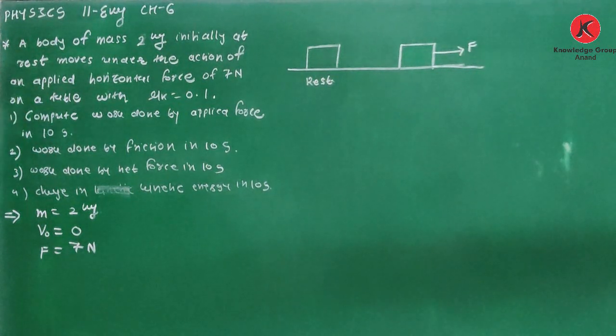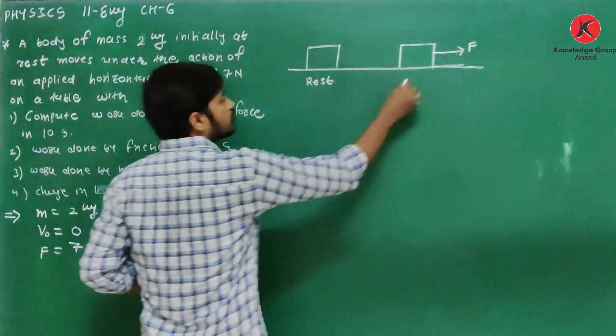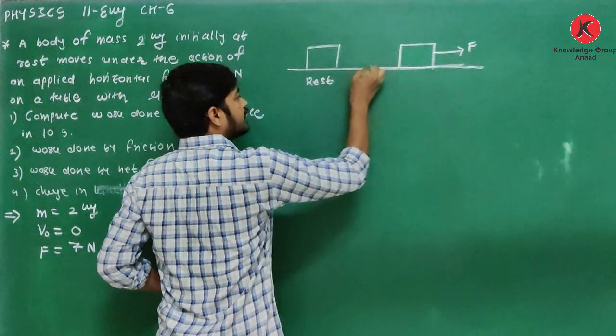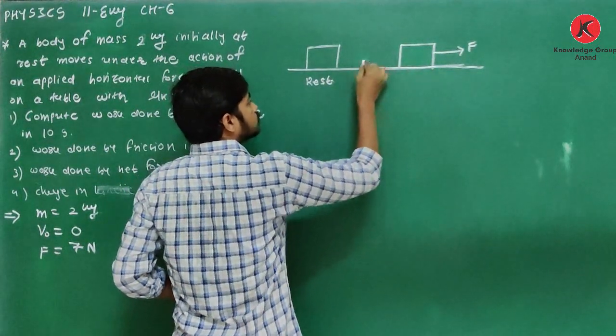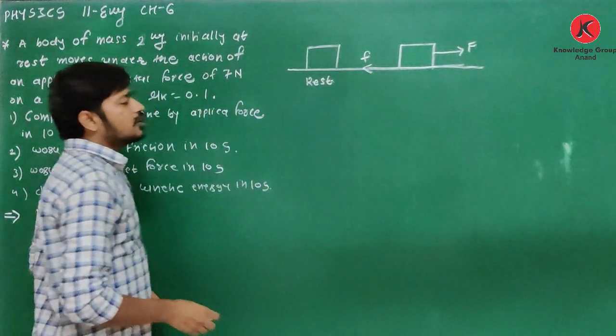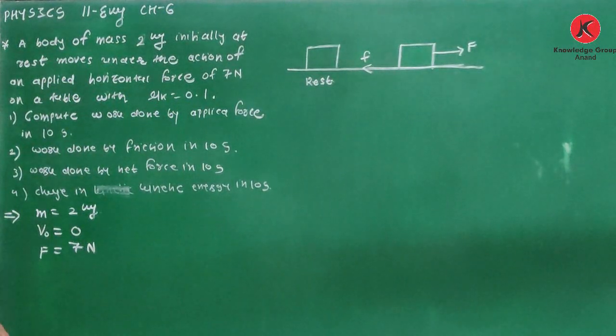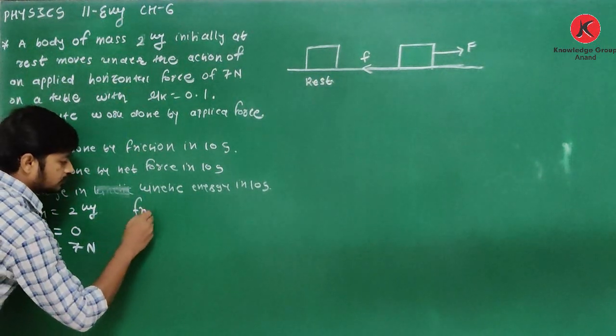On a table with mu k equal to 0.1, it is a rough surface, and on the rough surface there is a friction force. That friction force acts in the opposite direction of its motion. Clear about this? So first of all, we will find what the friction force is.